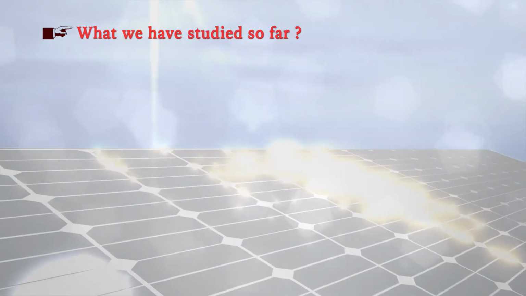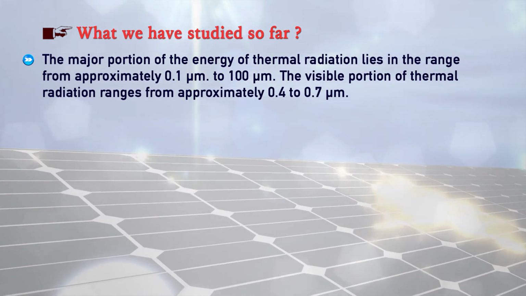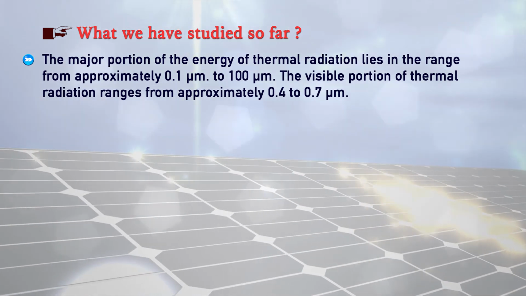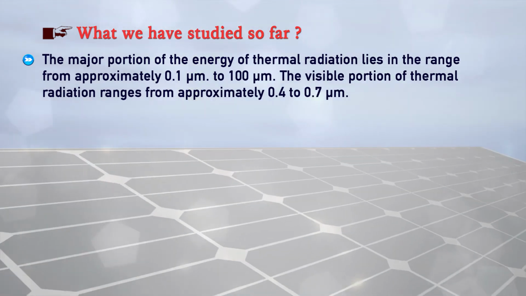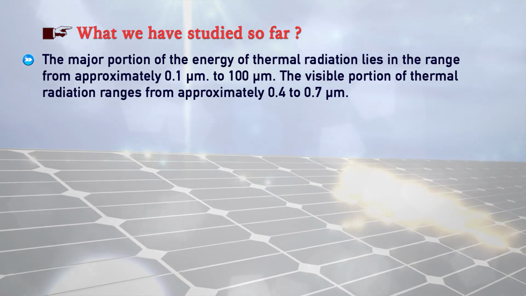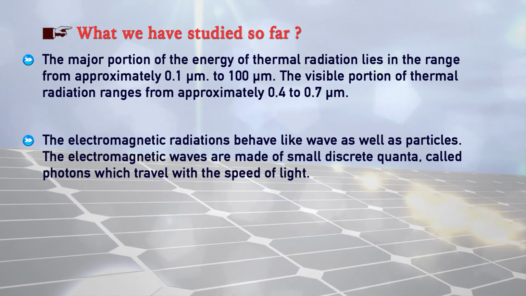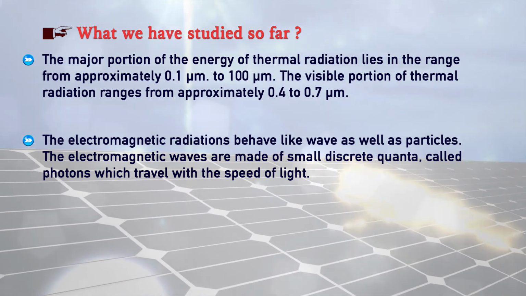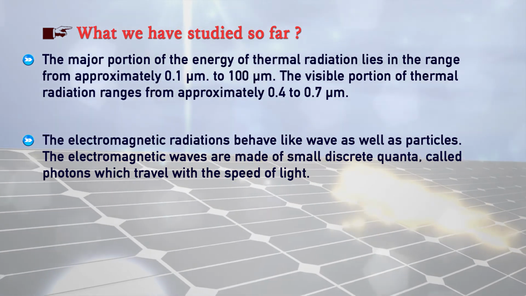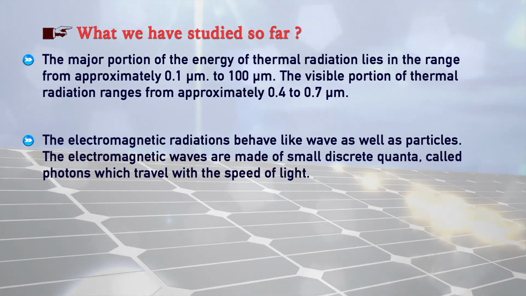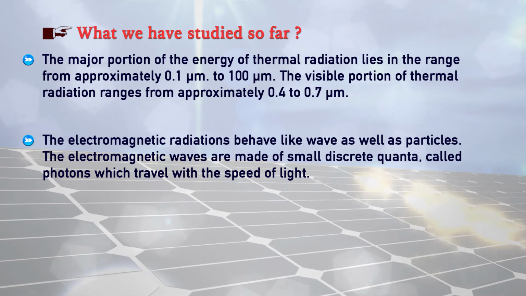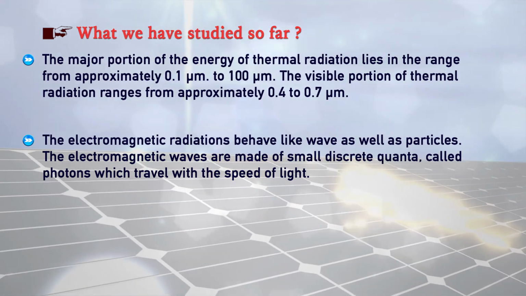So what we have learned so far? The major portion of the energy of thermal radiation lies in the range from approximately 0.1 micrometer to 100 micrometer. The visible portion of thermal radiation ranges from approximately 0.4 to 0.7 micrometer. Electromagnetic radiation behaves like waves as well as particles. The electromagnetic waves are made of small discrete quanta called photons, which travel with the speed of light, and the speed of light is equal to 3 into 10 to the power 8 meter per second.